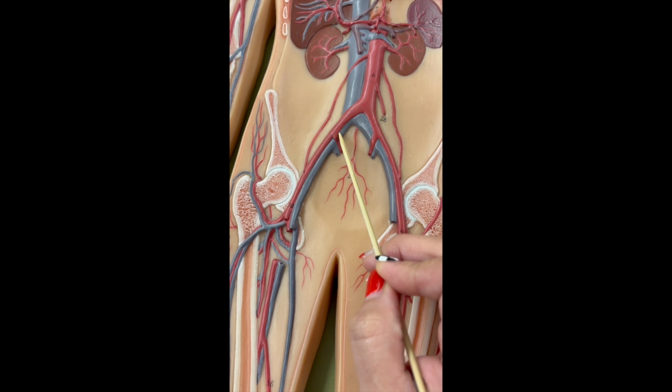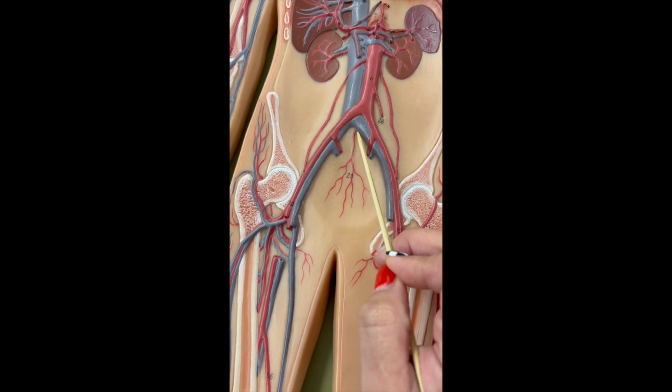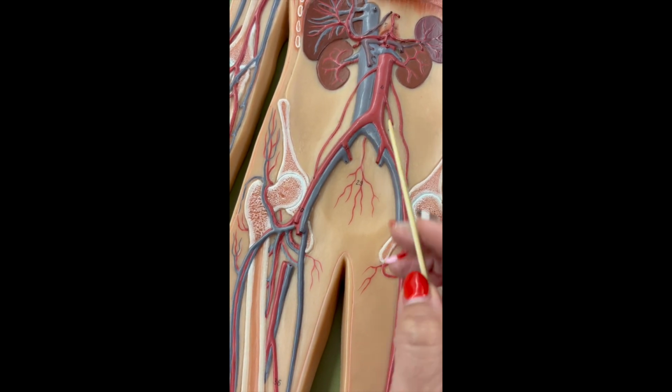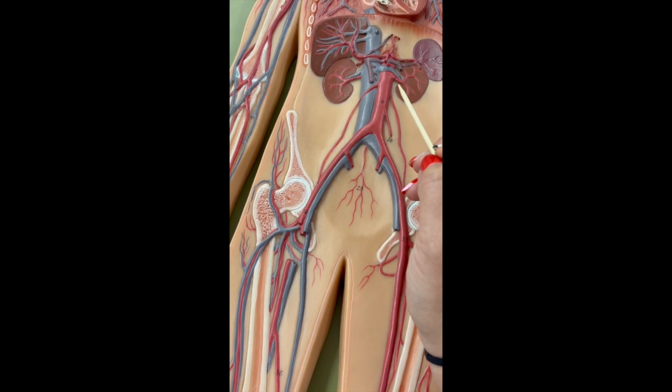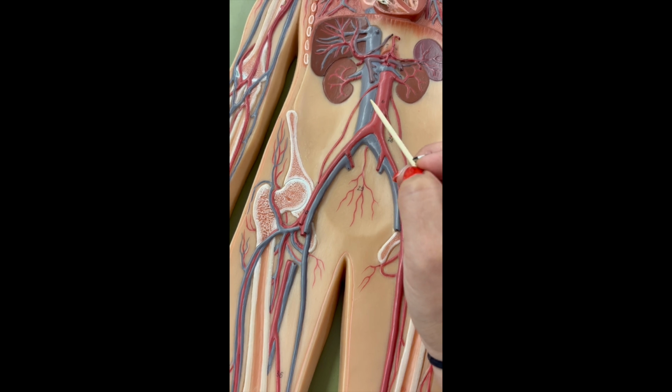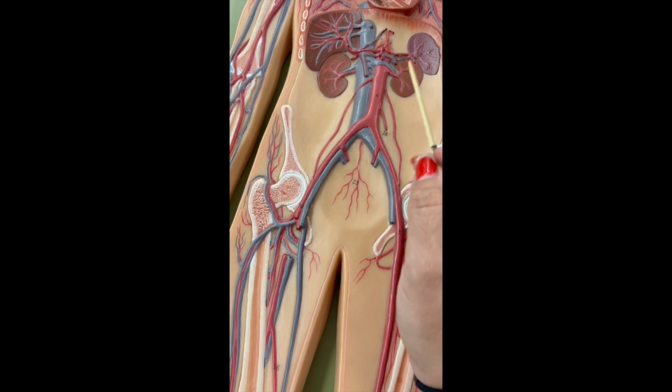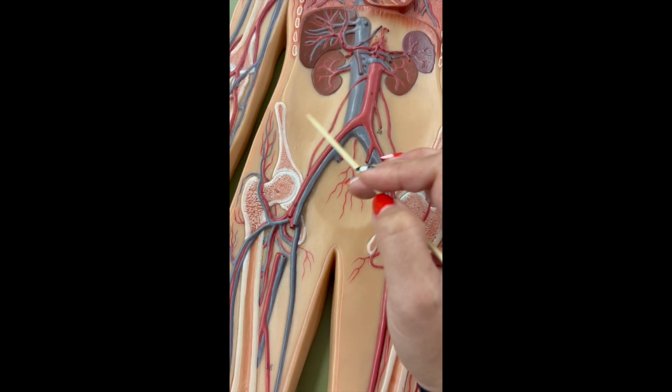Okay, so right common iliac vein, left common iliac vein. And then those are going to drain into the inferior vena cava. Then we have other vessels that drain into the inferior vena cava. What's not shown on this model are the gonadal veins.